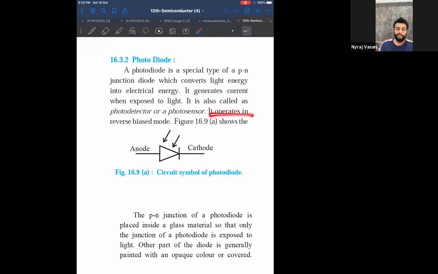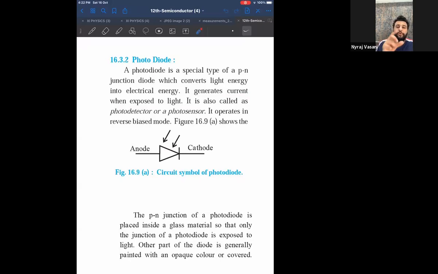Now they have written one thing, it operates in reverse biased mode. Why it operates in reverse biased mode, I will tell you later. But tell me, do you understand what is a photodiode? Photodiode is a diode which converts light energy into electrical energy. How is it different from solar cell? Also, I will tell you when we do solar cell, which is our next topic.